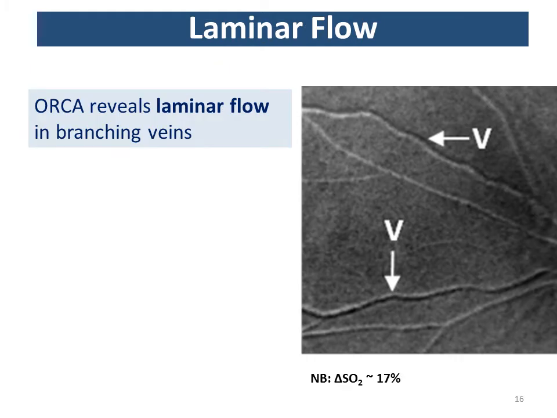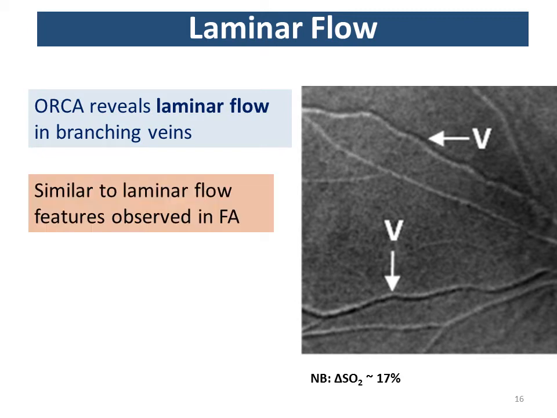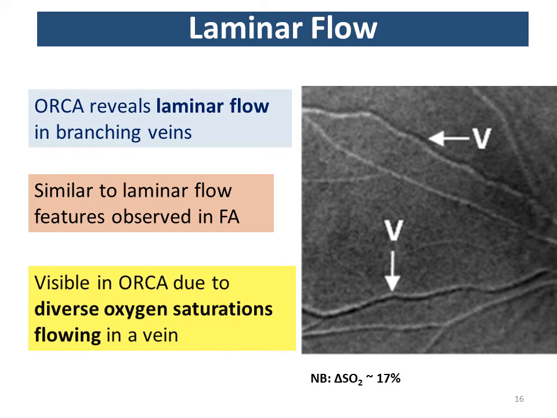But also we can look at laminar flow. So in this subject's eye, there's two branching veins. So this is a relatively small field of view. I should mention that our field of view in this particular data set was also reduced because there was corneal glare around the edges of the image, so we had to crop to a smaller image region. But what we can see is laminar flow here from these branching veins, and we see this persisting for quite a while.